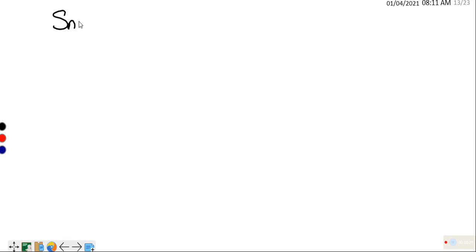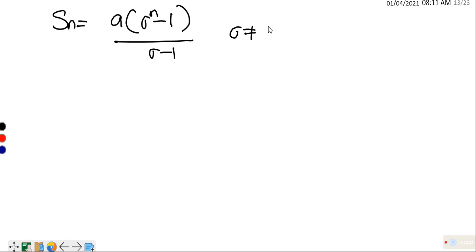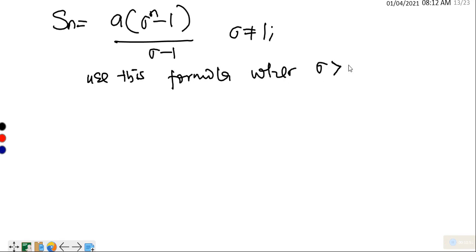So we use Sn equals to a into r raised to power n minus 1 all over r minus 1. Remember, r is not equal to 1. Okay, so use this formula when r is greater than 1. That is when to use this formula simply. So we can prove the formula thus.